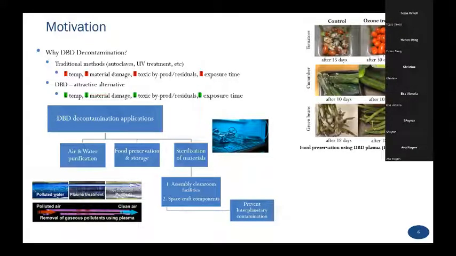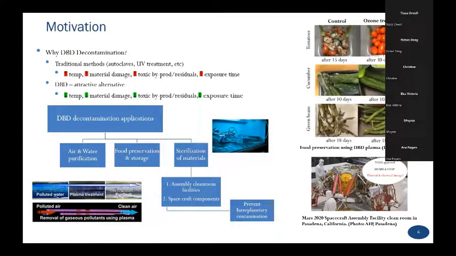And the other use is for sterilization of materials, especially materials which are sensitive to high heat, high humidity, or toxic chemicals. One such example is the spacecraft assembly facility clean room that is used to decontaminate spacecraft components. The problem there is that the approved methods of dry heat microbial reduction and vapor phase hydrogen peroxide cause thermal and chemical damage to highly sensitive electronic materials, which is why there is a need for an alternative decontamination method, and DBD has so far proven to be a good alternative.